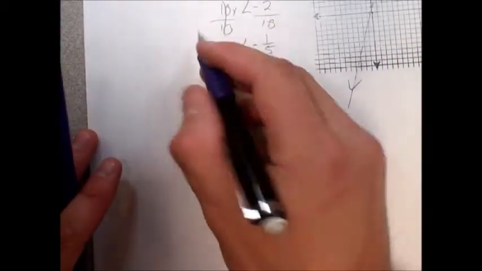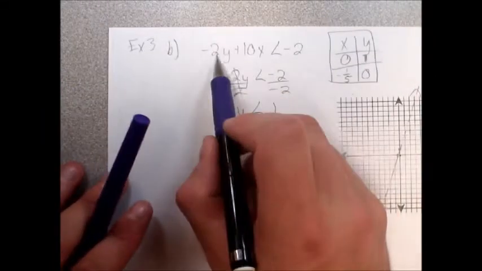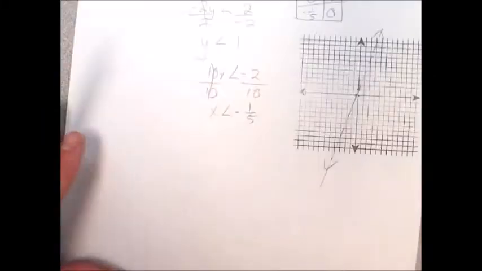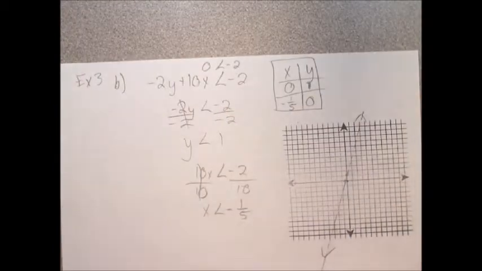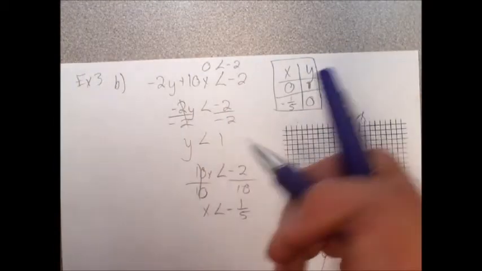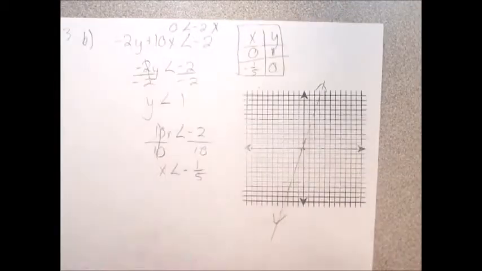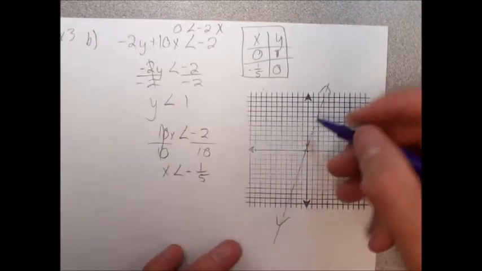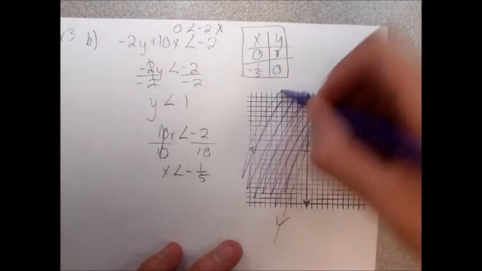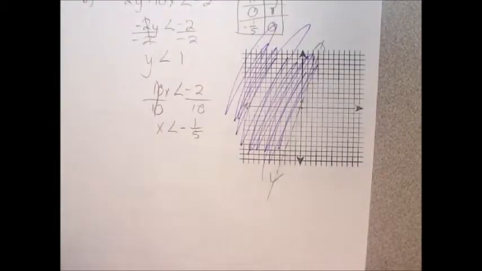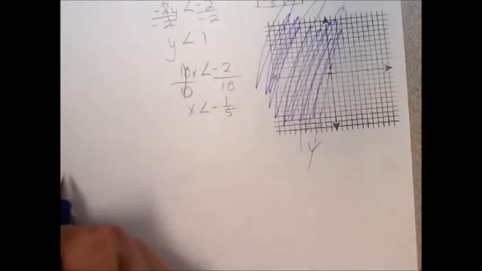So I have 0, 0 plugged into this, and that gives me 0 is less than negative 2. Is that true? Is 0 less than negative 2? No, it's not. It's greater than negative 2. So this is not true. I'm going to shade away from the origin, which is to the left. Cool? Okay, so graphing it on your paper is relatively simple.